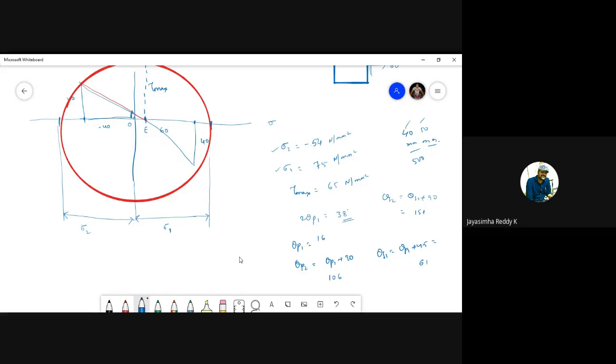You have to convert it into an appropriate scale. You have to take an appropriate scale. Okay, like scale in the sense 1 Newton per mm square is equal to 10 units. Or otherwise, 10 Newton per mm square is equal to 1 unit.